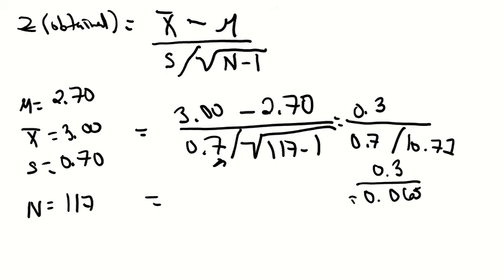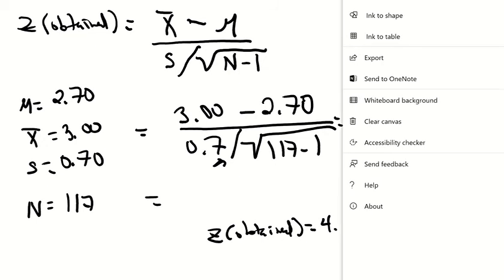So we divide 0.3 by 0.065, and that gives us a z obtained of 4.62. So our z obtained is 4.62. We need to determine whether or not this is significant or insignificant.